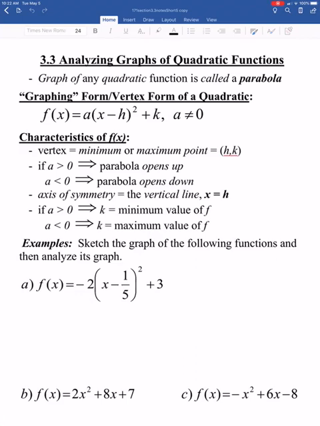Let's look at section 3.3. So we continue our topic with quadratics. We just finished solving quadratic equations in section 3.2, and now here in 3.3 we're looking at graphing quadratic functions.